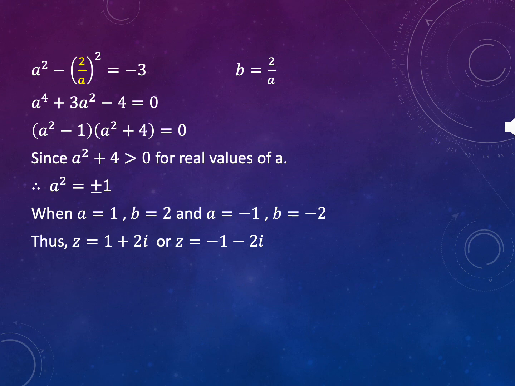Since a squared plus 4 is greater than 0 for real a, therefore a squared equal to 1. So a equal to plus minus 1. When a equal to 1, we have b equal to 2. When a equal to negative 1, b equal to negative 2. So the final answer, the complex number z equal to 1 plus 2i or negative 1 minus 2i.